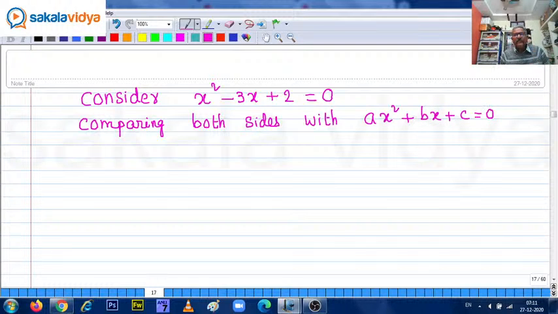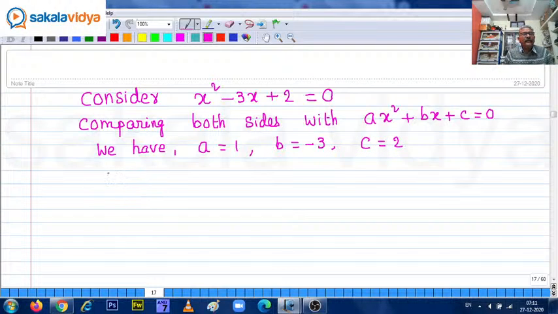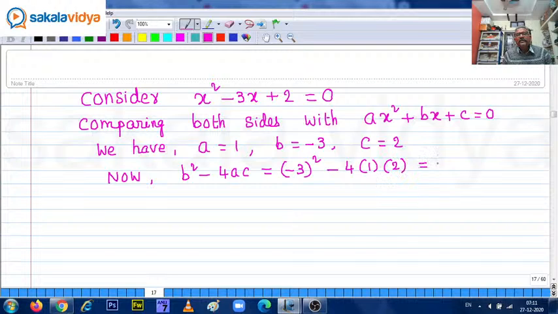So we have a equals to coefficient of x square is 1, b equals to coefficient of x is negative 3, constant term c is equal to 2. Now find b square minus 4ac. So b square minus 4ac equals to negative 3 whole square minus 4 times 1 times 2. This is 9 minus 8, that will be 1.